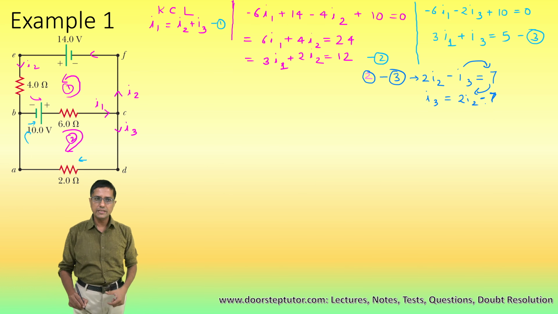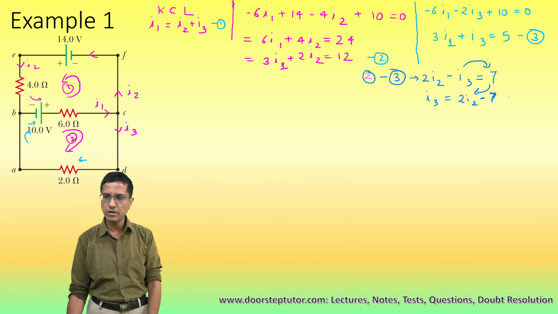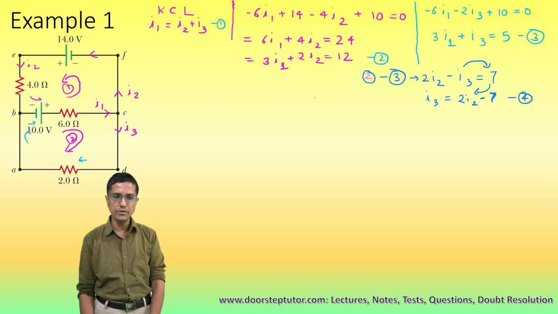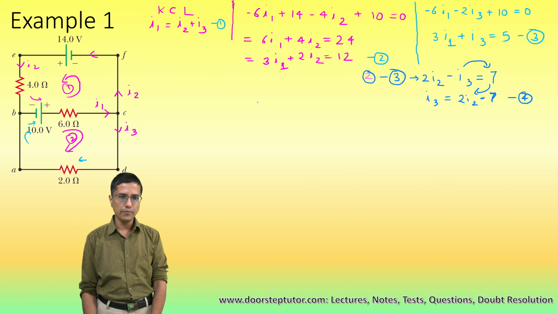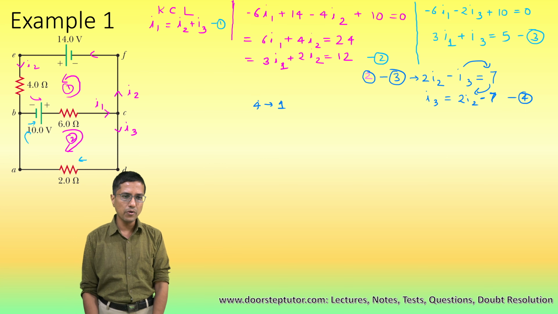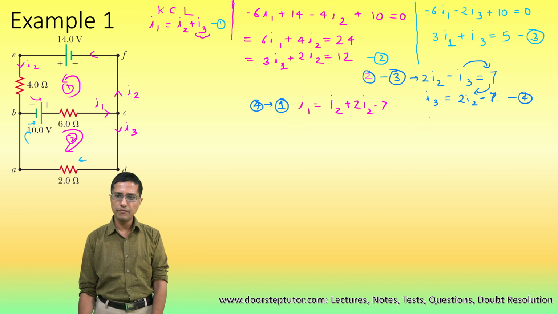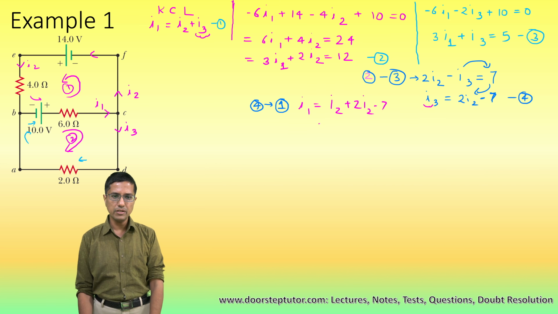So now I use this i3 in our equation number 1. So we call it 4, and 4 is being substituted in 1. That is our next step. So again we'll choose a different color. Now 4 is basically telling me i3. So I can write i1 is equal to i2 plus 2i2 minus 7. That is what the value of i3 is from here. Okay, very simple, nothing difficult. So this becomes 3i2 minus 7.